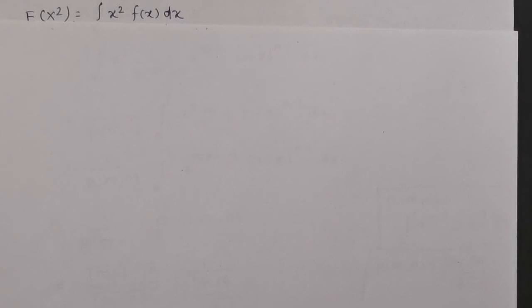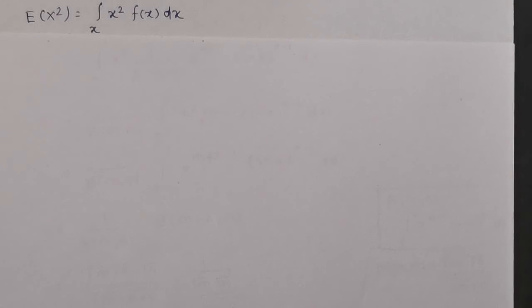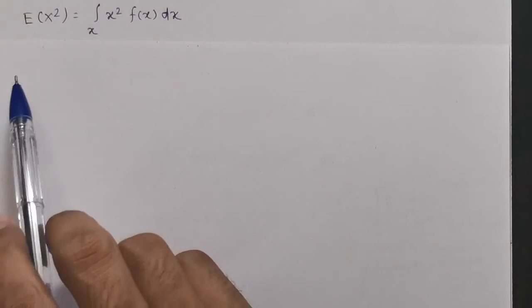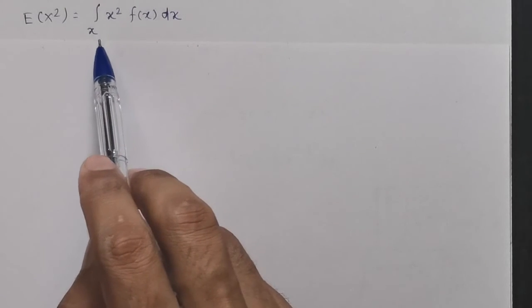So we have the expected value of x, which we already found. Now we will find the expected value of x square, which is not known, and we need it for computing the variance of x. By the definition of expectation, the expected value of x square is the integration of x square into f of x dx.